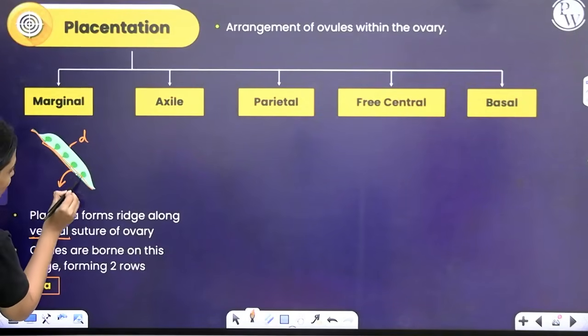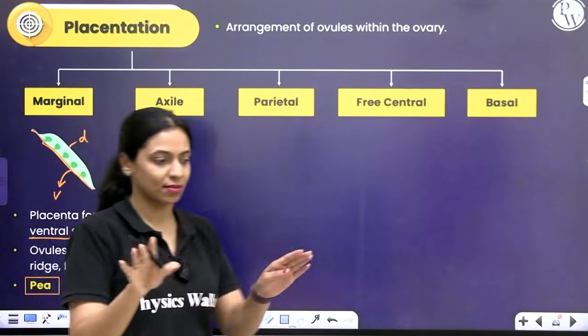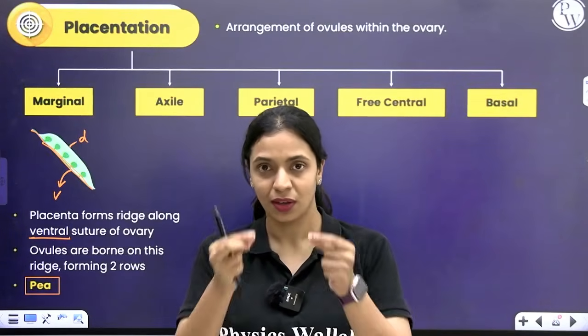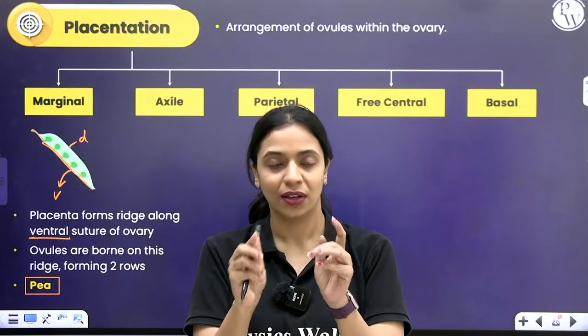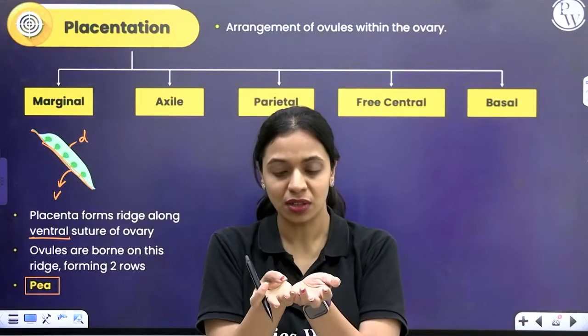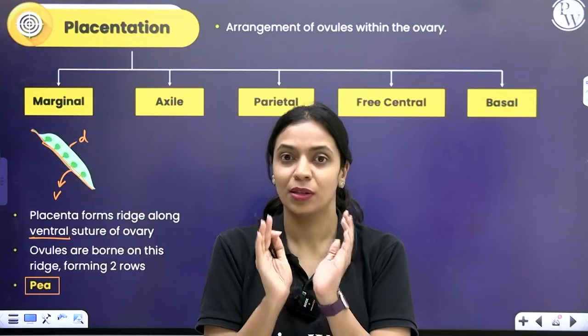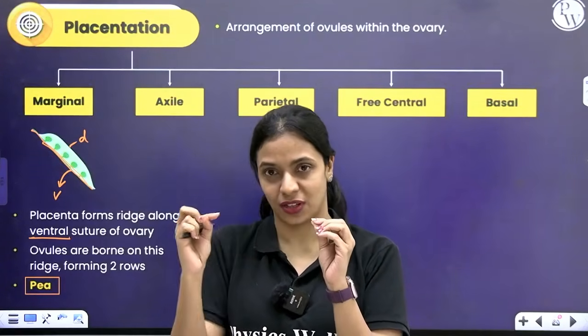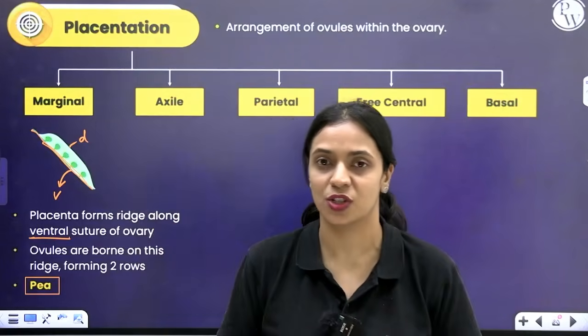You know what a suture is? Suture is the joint. When two things are coming together, a joint forms, that is called the suture. You have 2 parts in a pea pod. Those 2 parts come together on the ventral side, that is called the ventral suture. At the ventral suture, the placenta is present and the placenta forms a ridge, like a slight elevation, slightly elevated region, that is called a ridge. Okay.